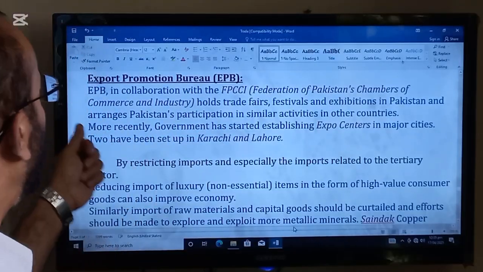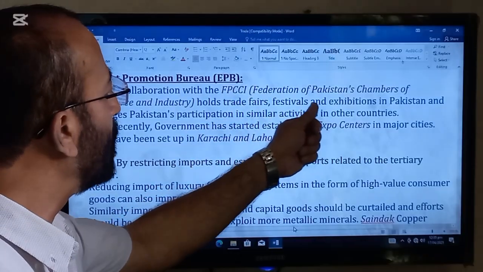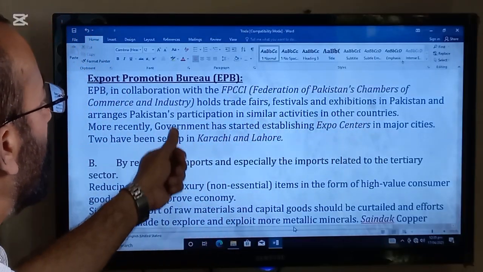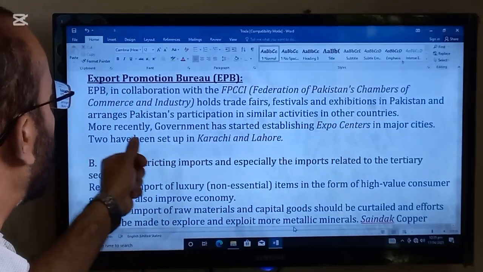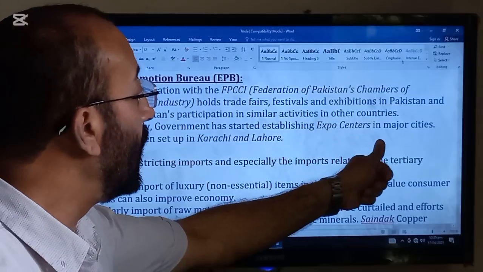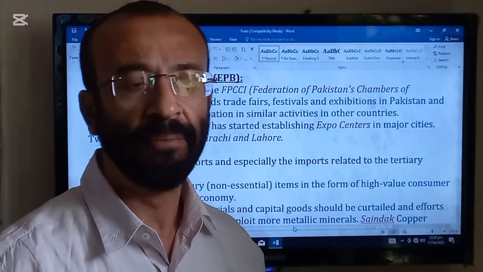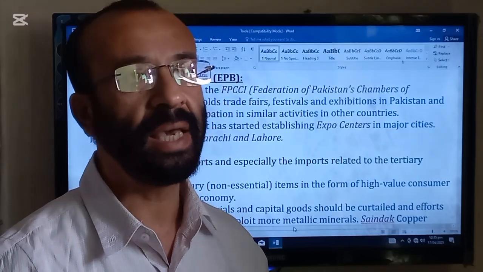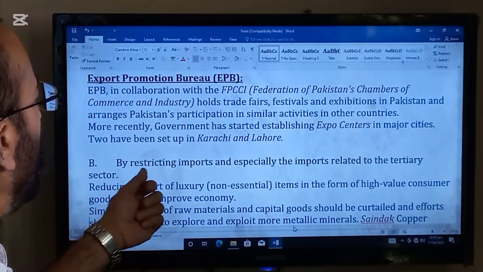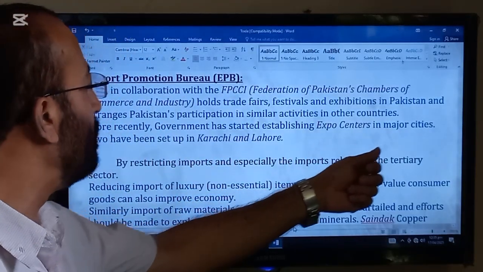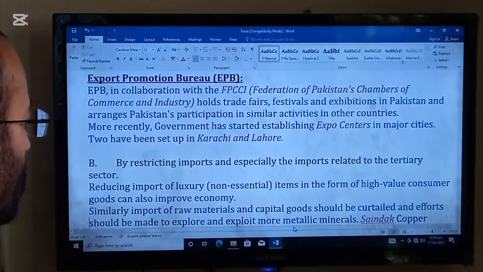The body which we have established is the Export Promotion Bureau. The Export Promotion Bureau, in collaboration with the FPCCI, that is Federation of the Pakistan Chambers of Commerce and Industry, holds trade fairs, festivals and exhibitions in not only Pakistan, and arranges Pakistan's participation in similar activities in other countries, through which we can improve our quality, diversify our products, and promote our local products in different countries. More recently, government has started establishing expo centers in major cities, which have been set up in Karachi and Lahore. So these are the bodies.